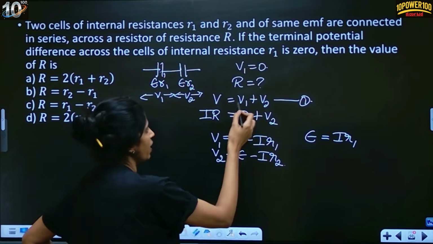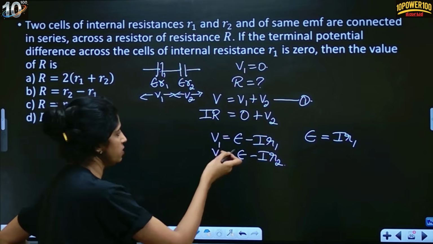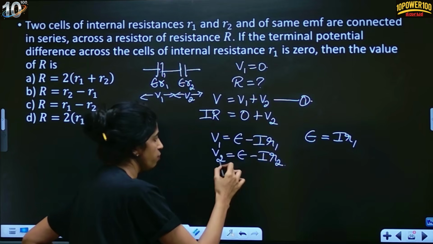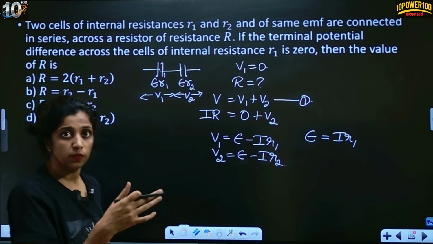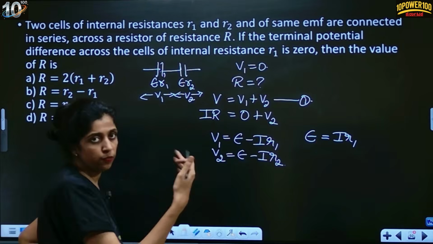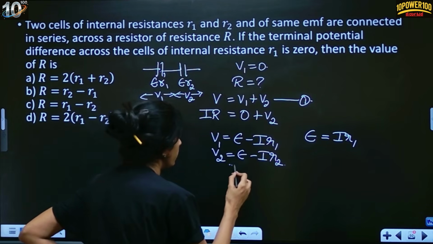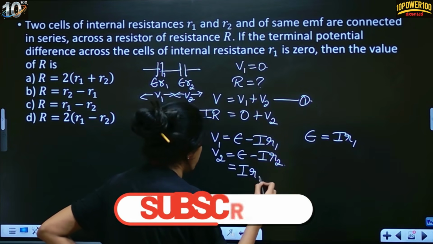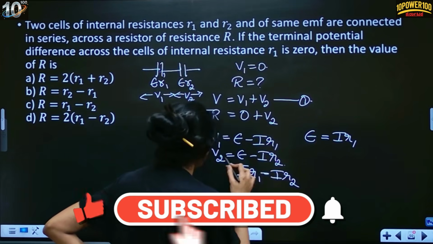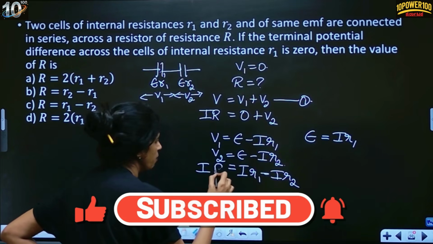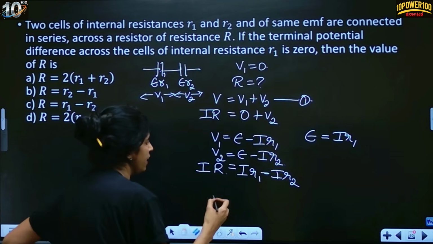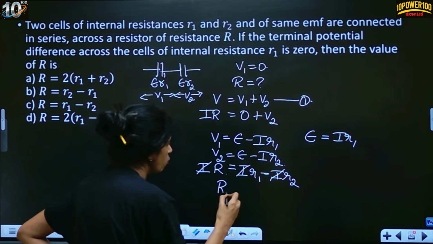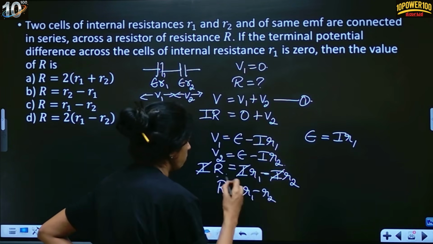So one equation I took is V equals V1 plus V2, and another equation is V equals E minus IR. For the first cell I took V1 equals E minus IR1, and for the second I took V2 equals E minus IR2. Since I is the same, I'm not taking I1, I2, and they are telling us the EMF is also the same. So now V2 equals, in place of E, I write IR1, minus IR2, and V2 is capital I times R. Now it will be fine because they're asking us to find R. Since I is common, you can cancel it from both sides. So you will get the total resistance as R1 minus R2.